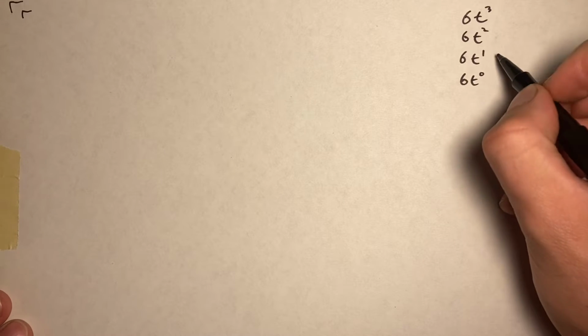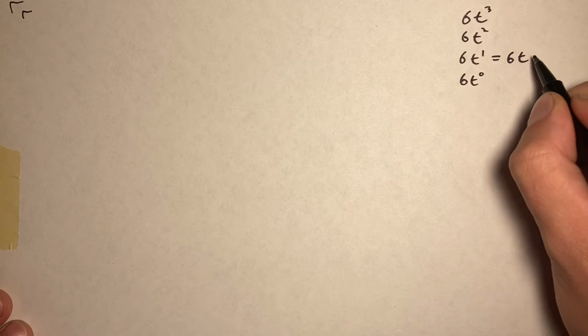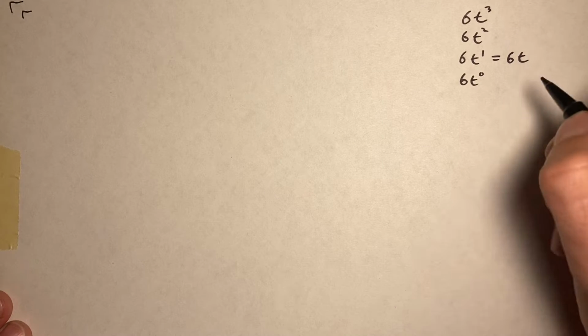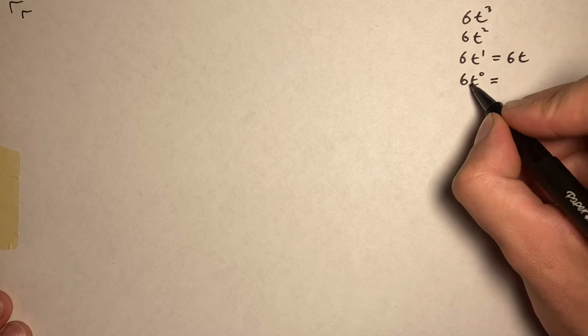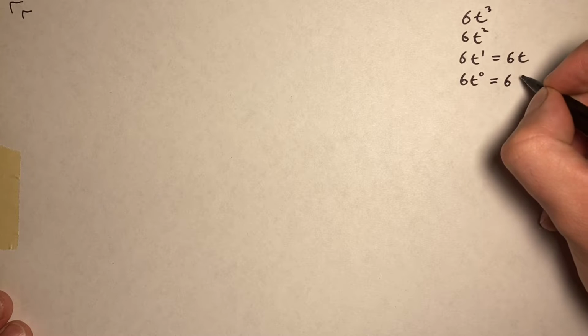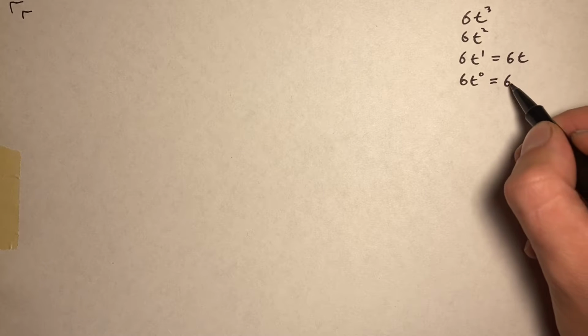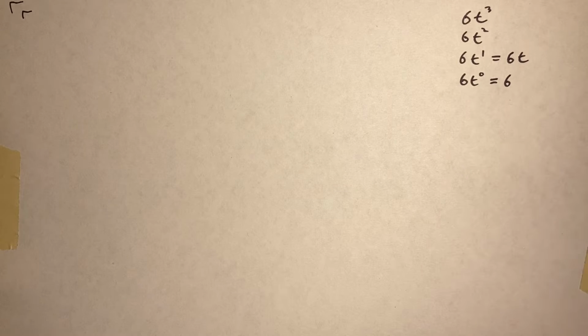So instead of saying 6t to the 1, they could also write just 6t. So if you see a variable without an exponent, that means it's to the first power. If you see a variable to the 0th power, that's the same as just 6 times 1, or just 6. So if you see any constant, you can imagine that that is a number times a variable to the 0th power. Okay, so now we're going to move on from that.